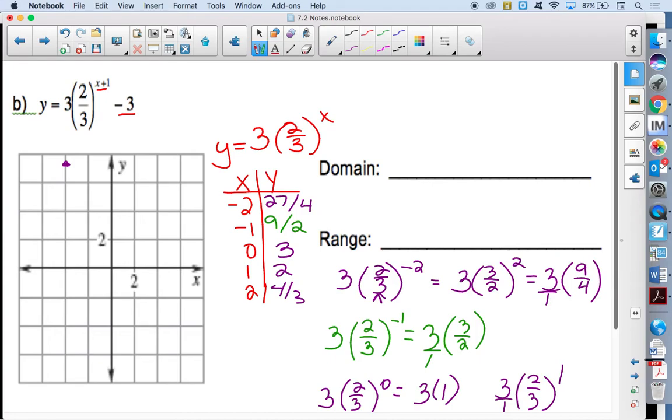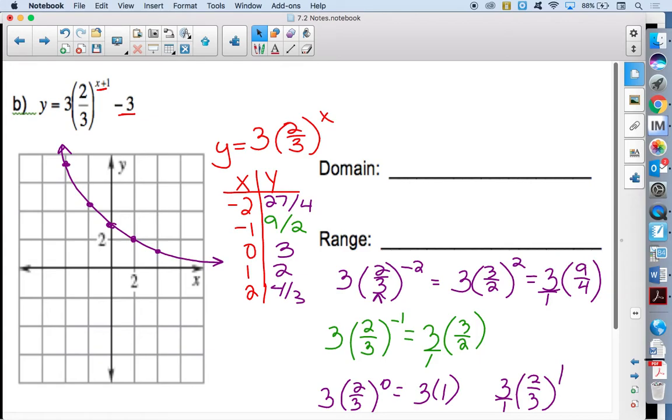9/2 is 4.5, so at -1 it's 4.5. At 0, we're at 3. At 1, you're up at 2, and then at 2, we're at 4/3. Every single one of these graphs should end with that horizontal part. So make sure that you're creating that curve to go a little bit beyond the last point that you graphed. So make it go horizontal a little bit. All right, so this is graphing it without any translation.